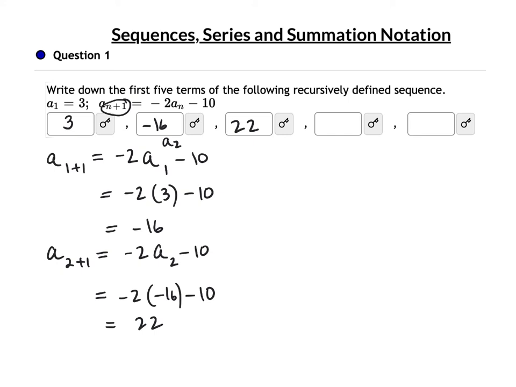Essentially, to get the next term, I multiply negative 2 by the current term and subtract 10. So negative 2 times 22 is negative 44 minus 10 is negative 54. And again, I multiply by negative 2 and subtract 10. And I get 98.